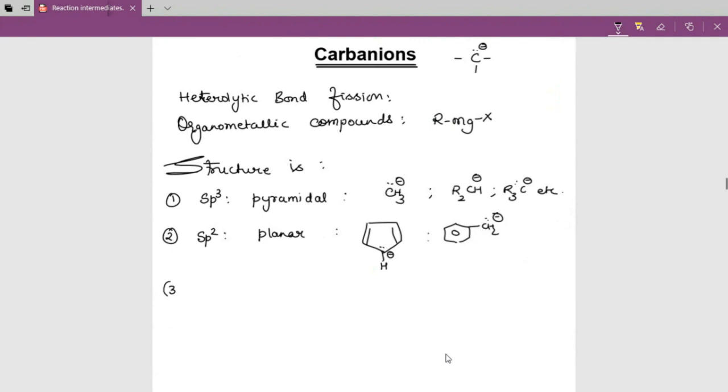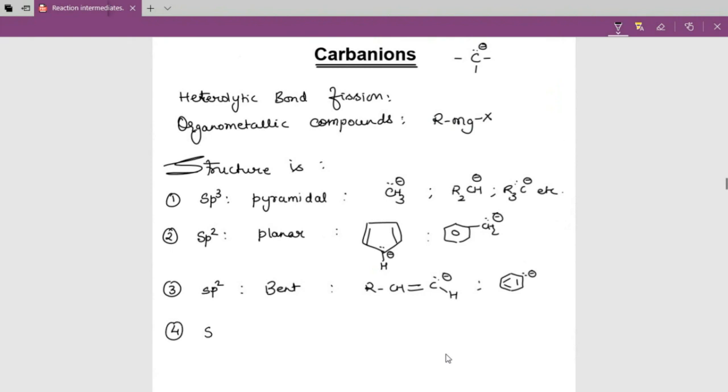Okay, it can have sp2 and bent shape geometry, sp2 but bent shape. Then I would say RCH double bond CH like this, or phenyl. Then it has sp2 and bent.